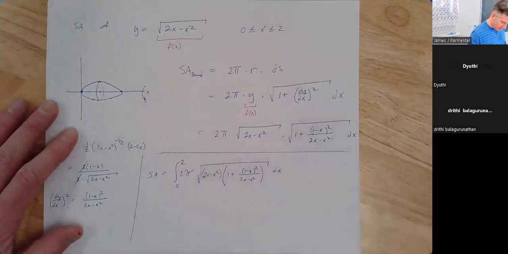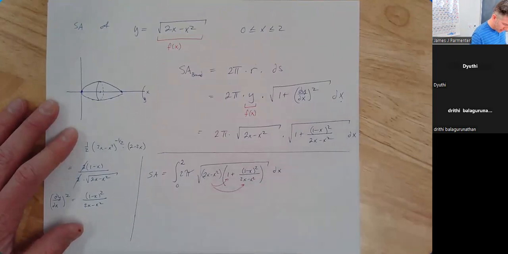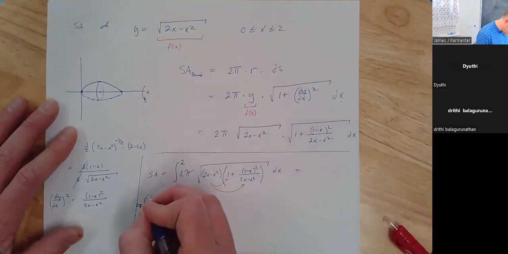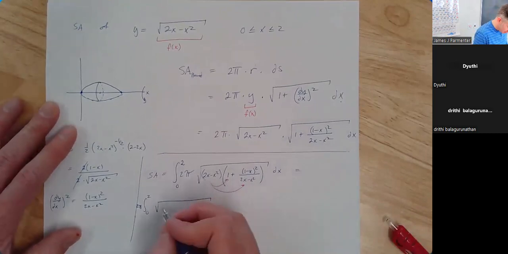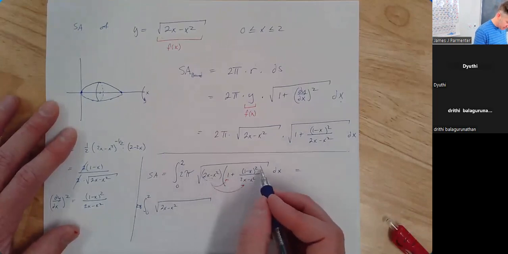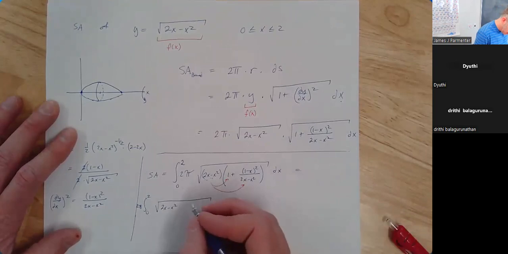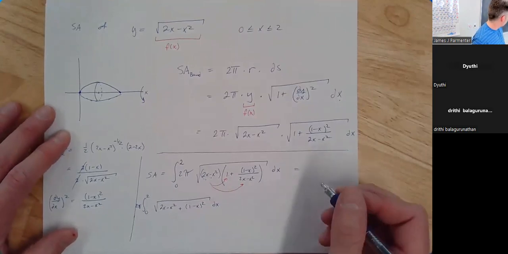So then if we distribute this, we end up getting the integral, let's bring the 2 pi out in front. 2 pi times the integral from 0 to 2 of the square root of 2x minus x squared times 1 is just 2x minus x squared. And then 2x minus x squared times this fraction, the denominators are going to cancel. And we're going to get that 1 minus x quantity squared. And then the hope here is that things are going to simplify.